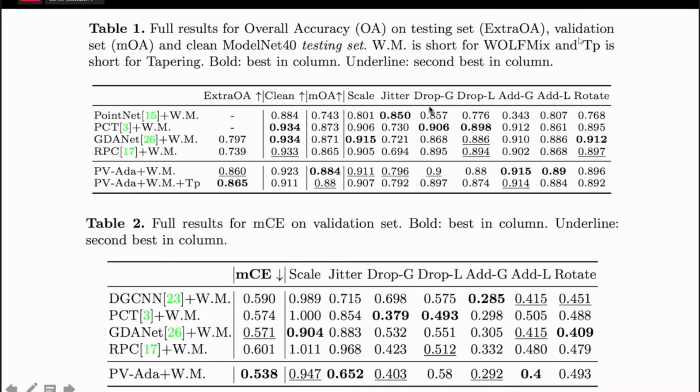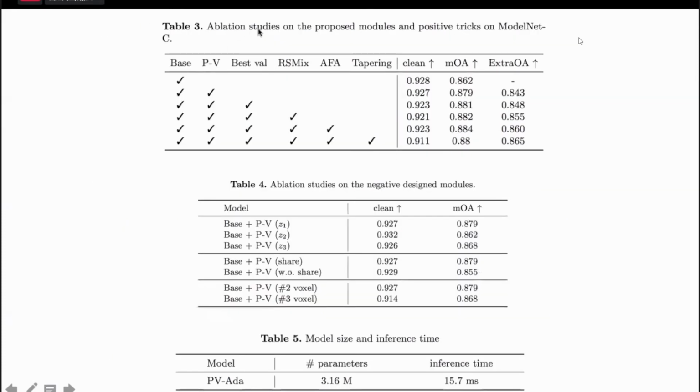Detailed results are also reported in Table 1 and Table 2, such as on different corruptions, such as jitter, scale, and others. Ablation studies on the proposed modules, such as the point voxel encoder, AFA module, and positive tricks, such as best validation and some others, and some negative design modules are reported in Table 3 and Table 4. Model size and inference time are reported in Table 5. It's a small model and with fast speed.